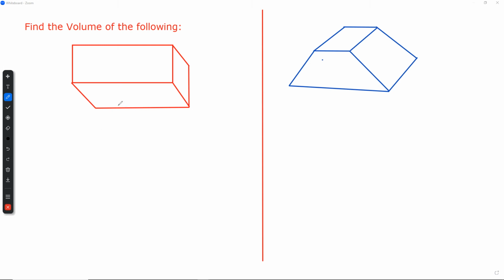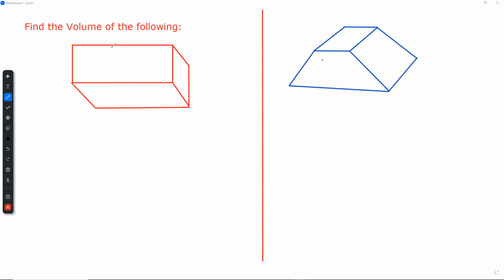All right, let's have a look at calculating the volume of these prisms. I'm going to give some measurements to the left-hand side and the measurements to the right-hand side, and maybe you can just give it a try first before I go through it.